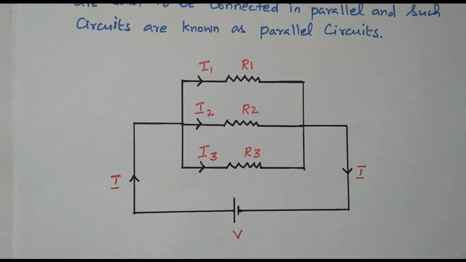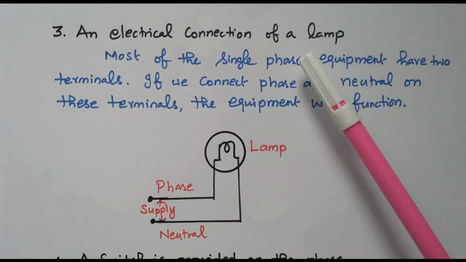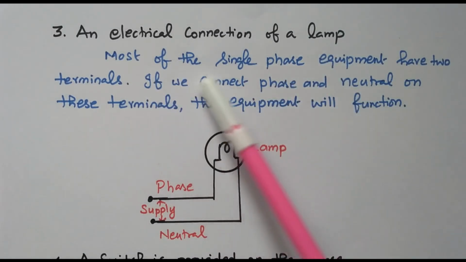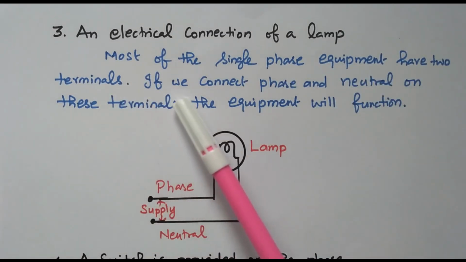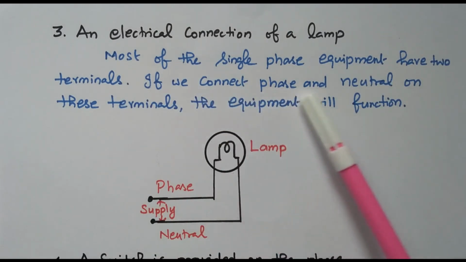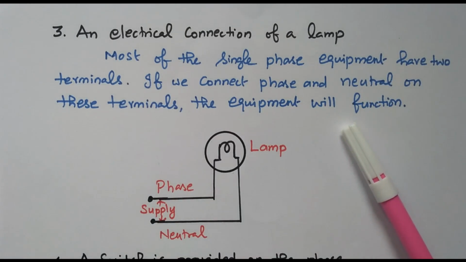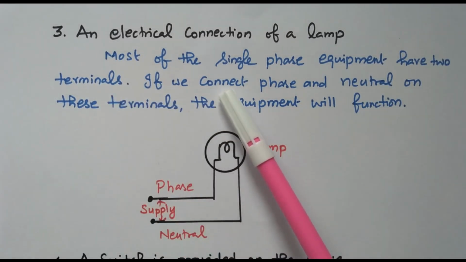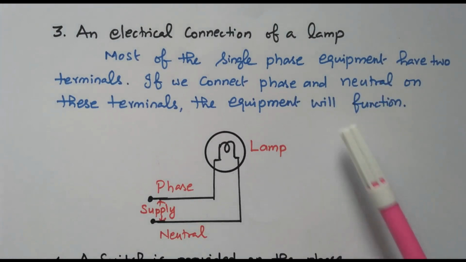Now we'll go to the next type of connection. The third, we'll see the electrical connection of a lamp. How to connect a lamp. Most single phase equipment has two terminals. If we connect phase and neutral to these terminals, the equipment will function. So we have two terminals available. We can connect with phase and neutral so that the equipment will function.